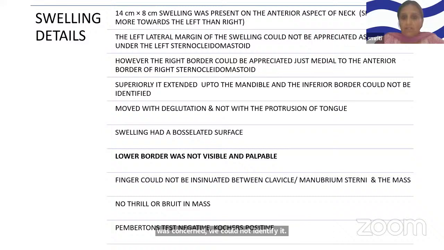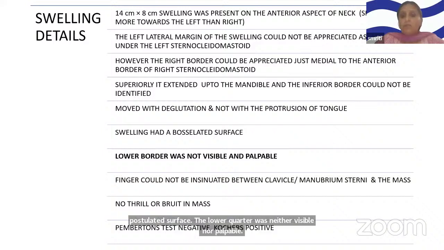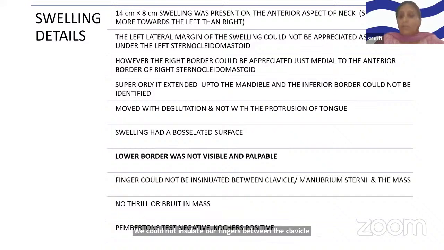It had a bosselated surface. The lower border was neither visible nor palpable. We could not insinuate our fingers between the clavicle or the manubrium sterni and the mass. However, there was no thrill or bruit in the mass. Pemberton's test was negative, but Kocher's test was positive. So this is a patient with a huge thyroid swelling.